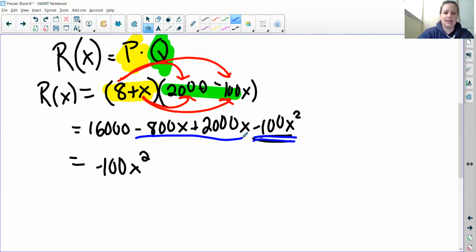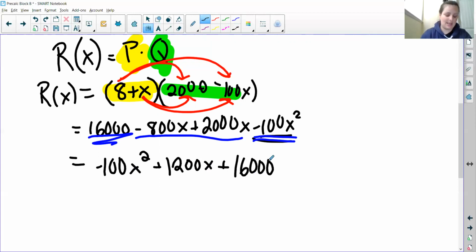These two here are like terms, so I'm going to group them together. Negative 800x plus 2,000x's is going to give me a positive 1,200x in total. And then last but not least, this is going to be plus 16,000. Okay, so there we go. We have our statement, and currently our statement is in what we call general form.